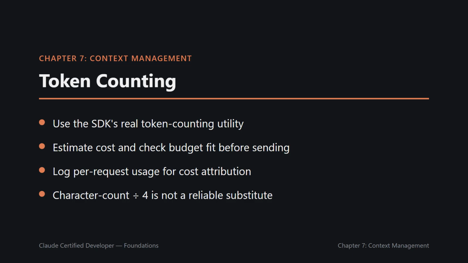Don't estimate tokens by dividing character count by 4 and calling it done in cost-sensitive production code. Use the actual counting utility, since token boundaries vary by content. Code and non-English text tokenize less predictably than plain English prose.